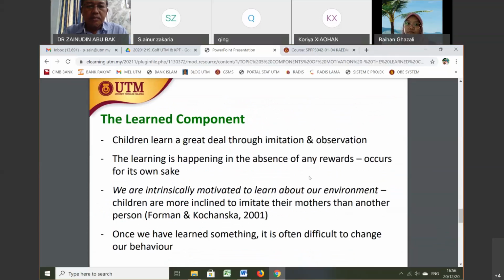Another thing is, this is what I meant earlier. Children learn a great deal through imitation and observation, right? The learning is happening in the absence of any rewards, and occurs for its own sake. So it's not that we expect this instead of giving rewards, so that at the end we will create dependencies among children. No rewards, no action. No rewards, no response. We don't want to create that situation.